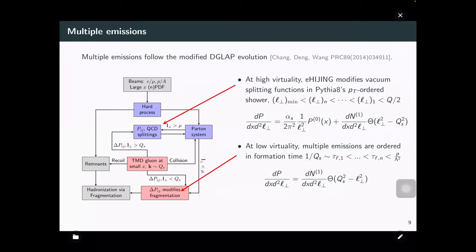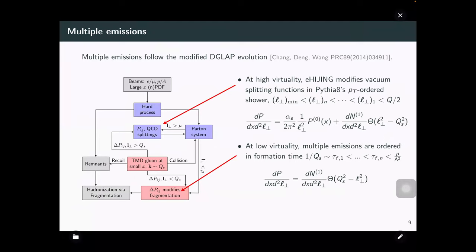And now you put this medium modified splitting functions into the parton shower to generate multiple emissions. And this multiple emission generation closely followed the medium modified DGLAP evolution picture. In DGLAP evolution, you use these modified splitting functions to modify both the evolution part and the initial condition of the evolution.